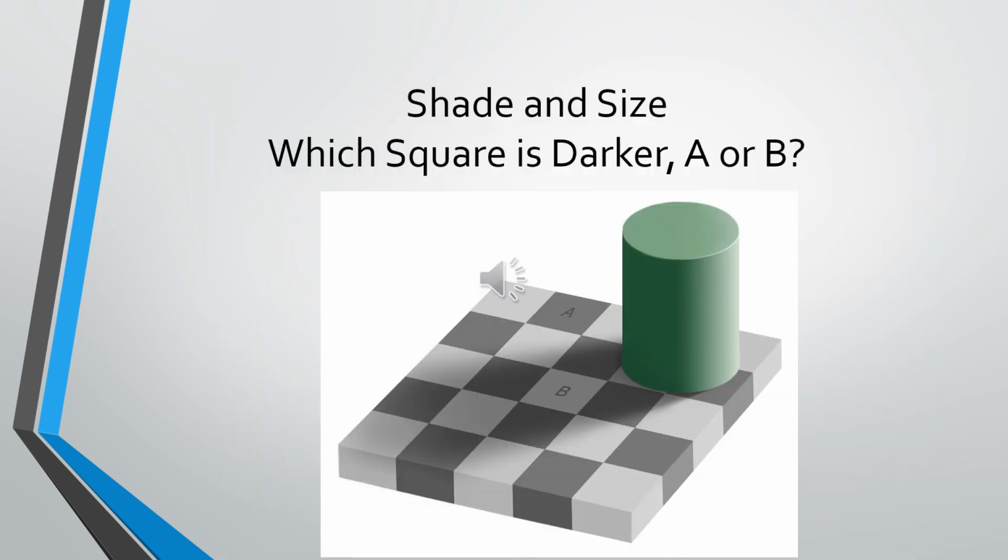Here's another optical illusion. Take a look at the checkerboard. There are two squares, one labeled A, one labeled B. And the question is, which square is darker in color, A or B? Now, looking at this, most people would say A is darker than B. Let's see if that's actually the case.